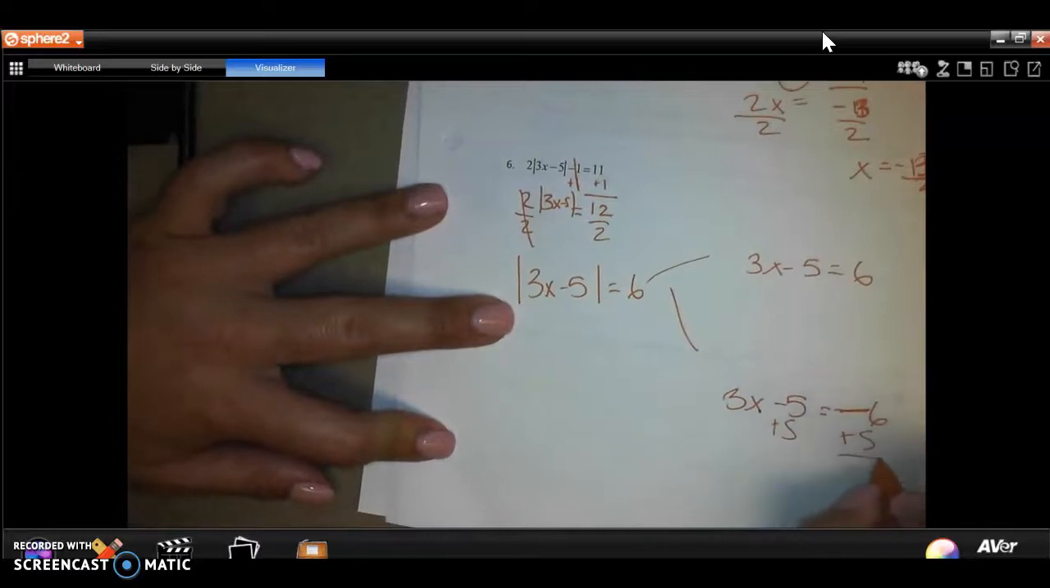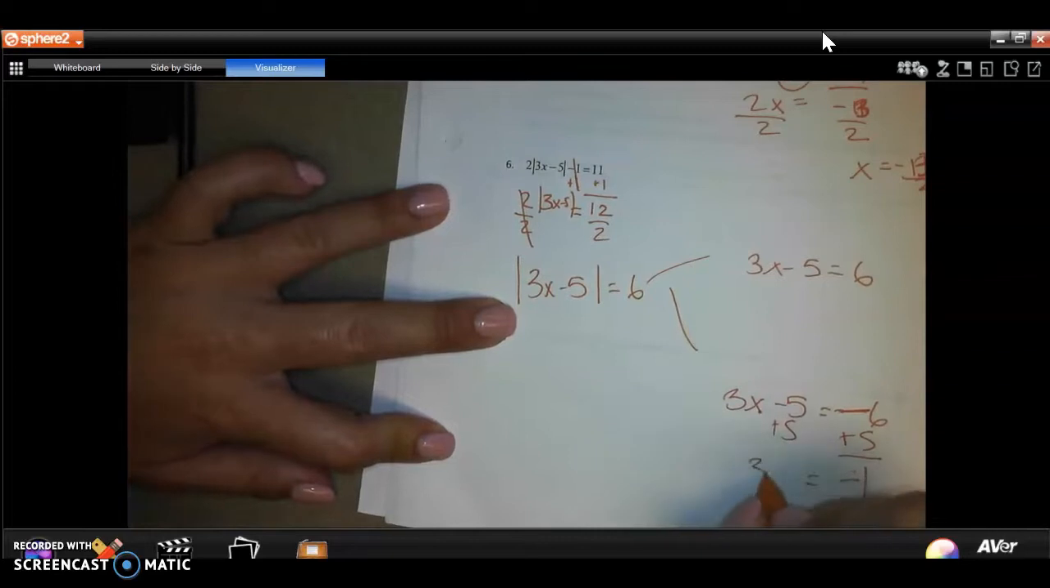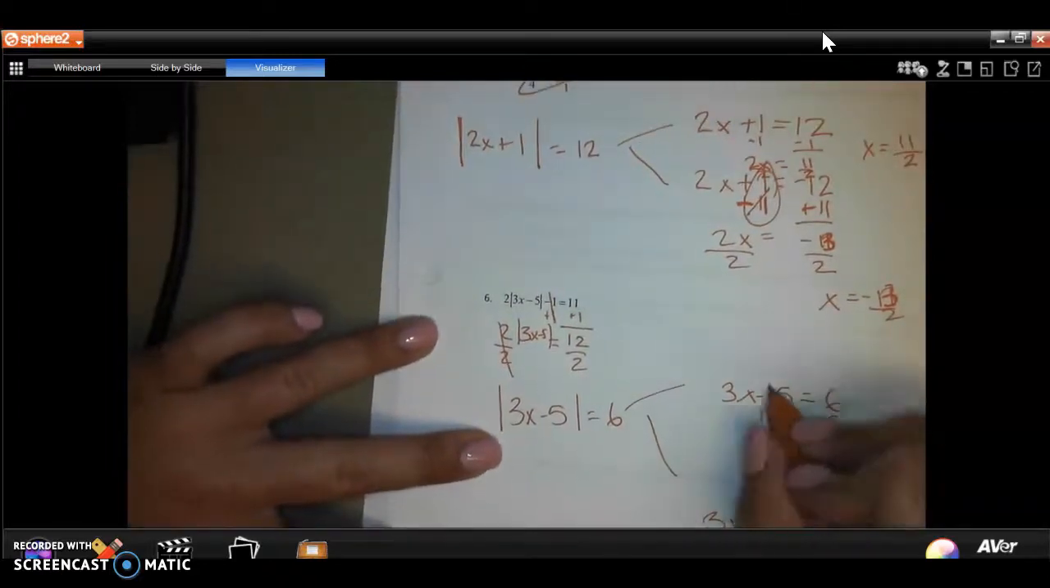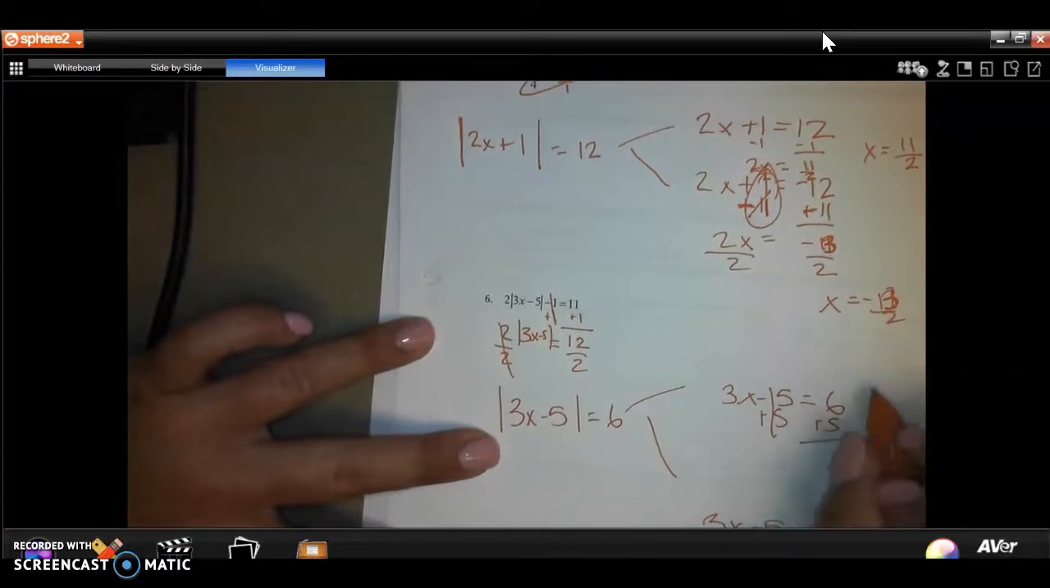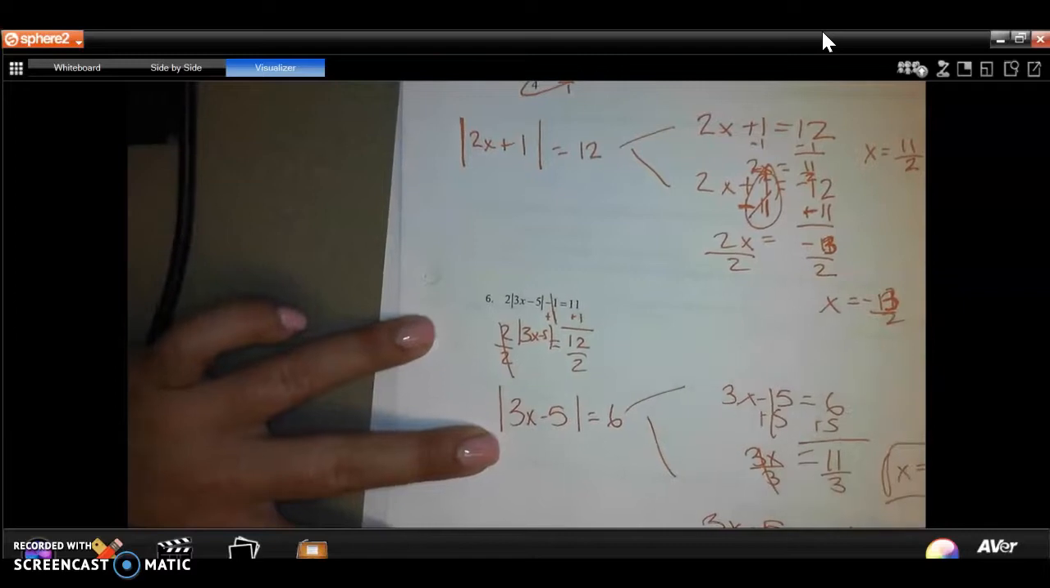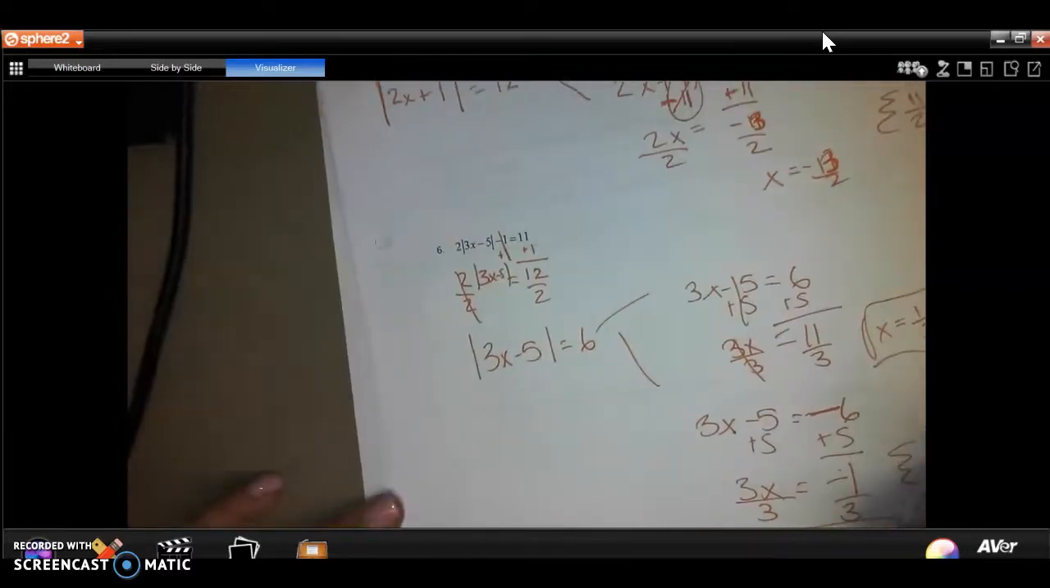Add 5 both sides. Negative 6 plus 5 is going to give me negative 1. 3x equals negative 1, so I'm going to divide both sides by 3. X equals negative 1/3. Or, up here I can add 5 both sides. We get 11 equals 3x. Divide by 3, divide by 3. I'm going to leave these as improper fractions today. All right, so 2 situations I could have, 2 solutions. X could equal negative 1/3 or 11/3.